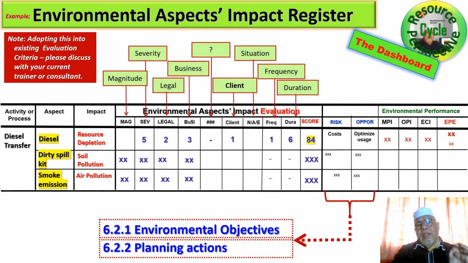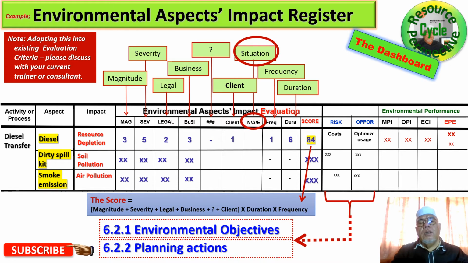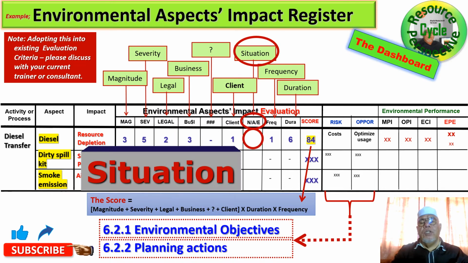This is the dashboard. This is the aspects impact register, and we are doing situation, which is using short form N for normal, A for abnormal, E for emergency. So we have to identify this particular aspect. Diesel is occurring only in normal situation, or abnormal, or both, or emergency, or in all three situations.